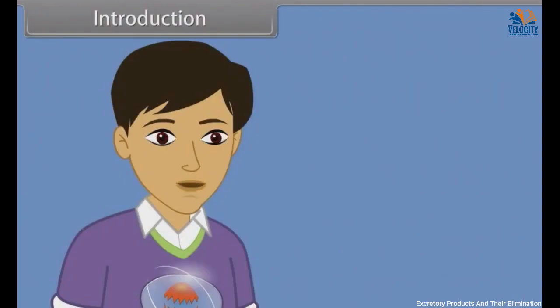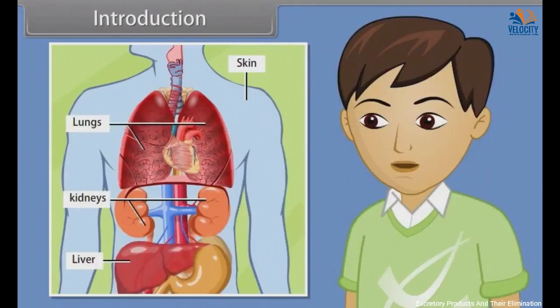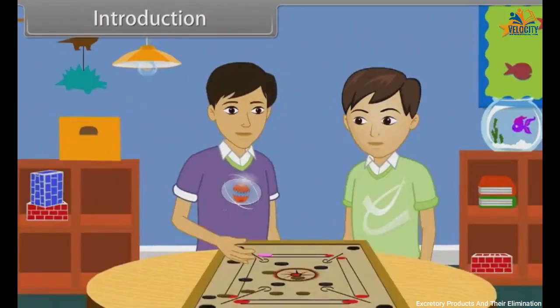This happens because of the presence of sweat glands just below the skin. And with the help of sweat glands, we excrete the water from the body. You know that the major excretory organs of our body are kidneys, lungs, liver and skin. This is too interesting, brother. Will you tell me more of it? Sure. In this lesson, you will learn excretory products and their elimination in human body.